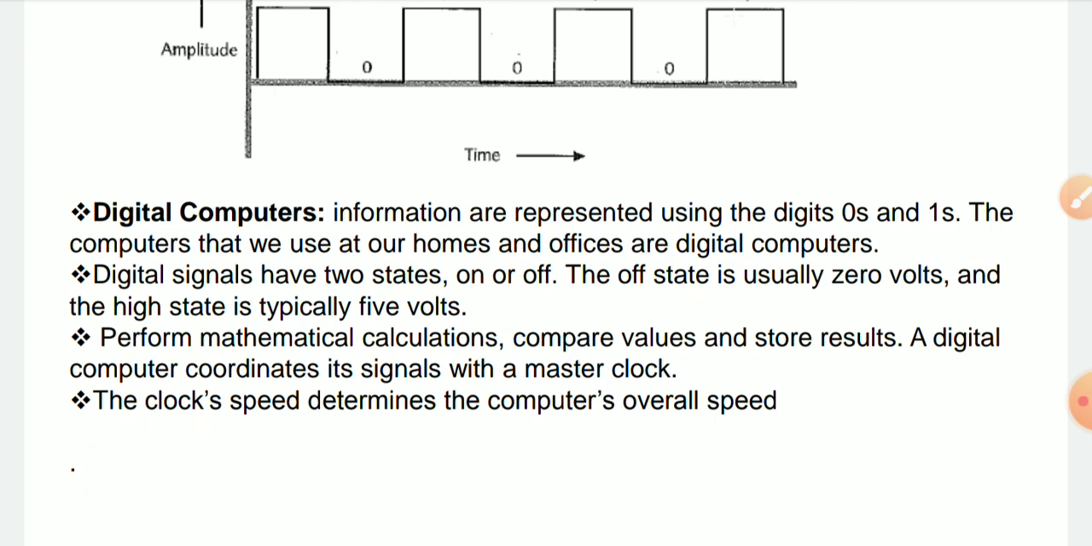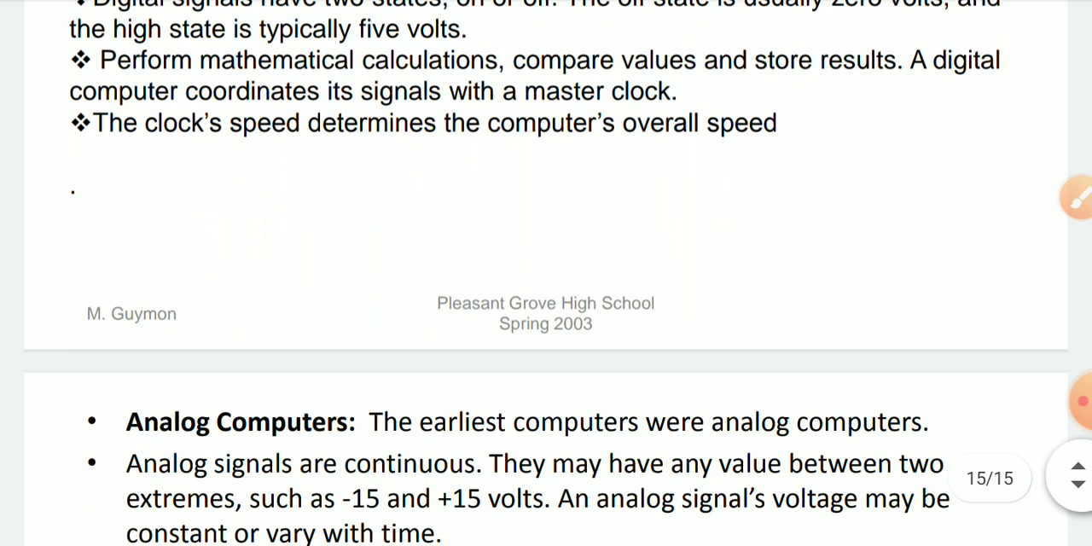The off state is usually 0 volts and the high state is typically 5 volts. They perform mathematical calculations, compare values and store results. A digital computer coordinates its signals with a master clock. The clock speed determines the computer's overall speed.